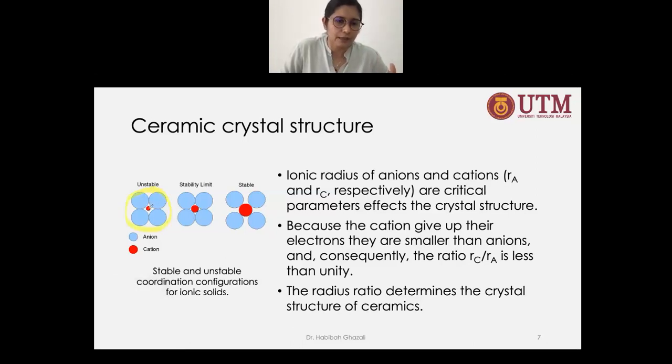If we have a very huge difference between the size of the cation and anion, the ceramic will become unstable. If all the other neighboring atoms touch the cation, they can achieve the stability limit. So it depends on what types of atoms are combined together to form these ceramic materials.